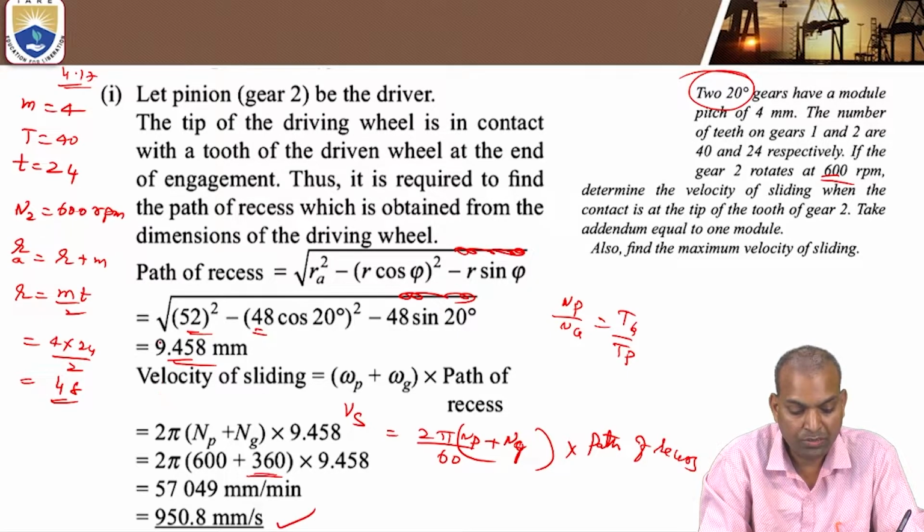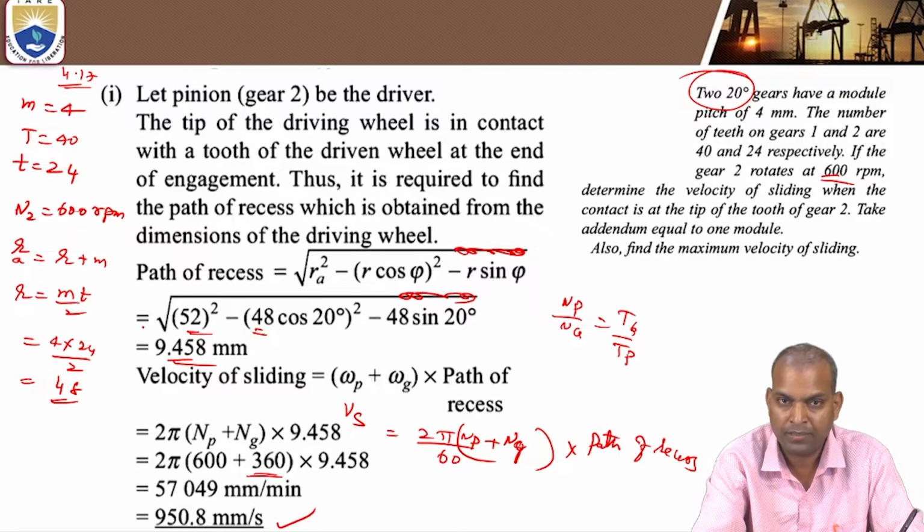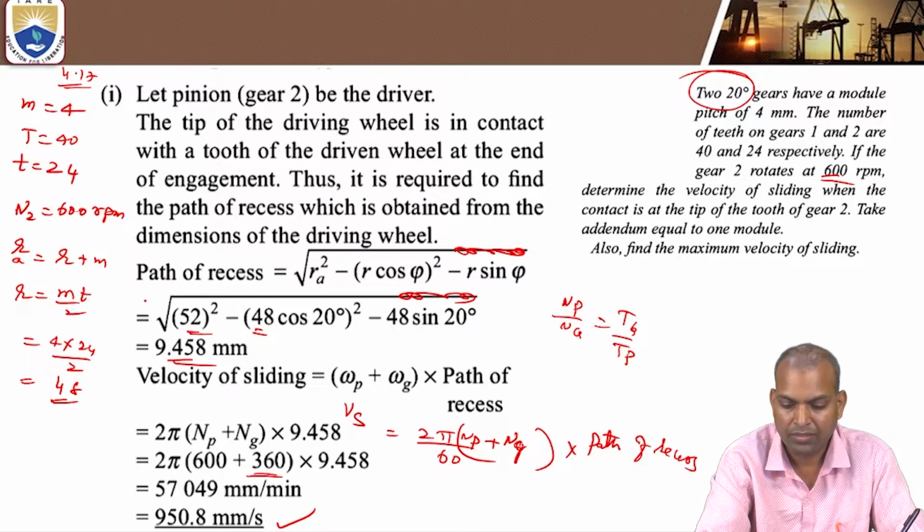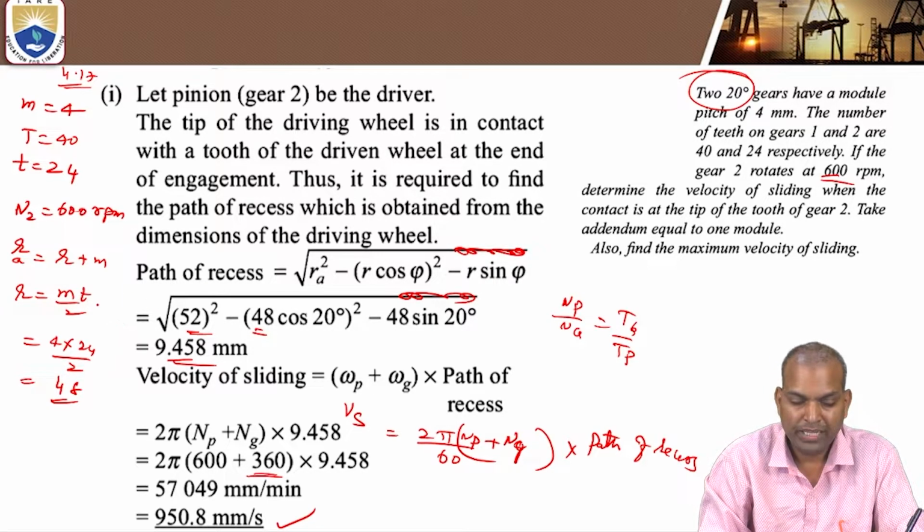Now the path of recess is the value 9.458. This is the velocity of sliding when the contact is at the tip of the tooth of gear 2. Gear 2 is considered here as the pinion. Gear 1 is considered as the larger wheel. And by considering the addendum, that is 1 module.